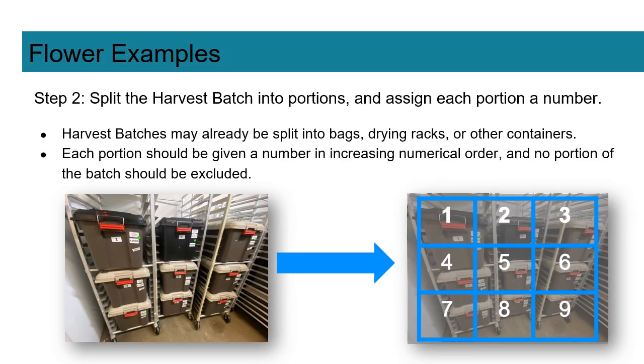Step 2. Split the batch into portions and assign each portion a number. Batches may already be split into bags, drying racks, or other containers. Each portion should be given a number in increasing numerical order, and no portion of the batch should be excluded.